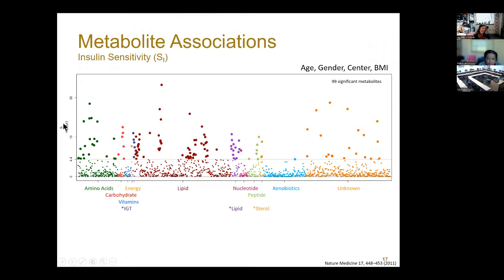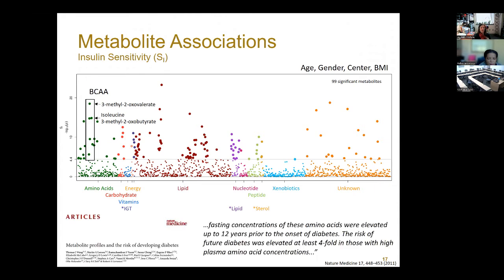What we're looking at here is insulin sensitivity, the association of each individual metabolite represented by these data points. The first observation that we were really proud to see was that we saw a lot of associations that recapitulated what we expected from the literature. We know that metabolites associated with branched chain amino acid metabolism are really associated with type 2 diabetes.